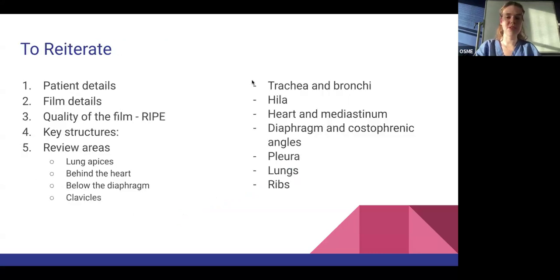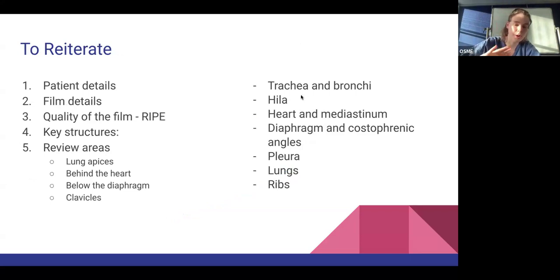So just to go back over, every time you talk about a chest X-ray, you're going to give the patient details, the film details, go through RIPE to discuss the quality of the film before you go anywhere else. You're going to go through these key structures, which are on the right here, in the direction that air might go, or at least that's the way I think of it. So the trachea and the bronchi, the hilar, the heart and the mediastinum, the diaphragm and the costophrenic angles. Then you're going to work your way up to the pleura, the whole lungs, the ribs, and then those cheeky little review areas. So the very tops of the lungs, behind the heart, the very bottom below the diaphragm and the clavicles. And then you shouldn't miss anything.